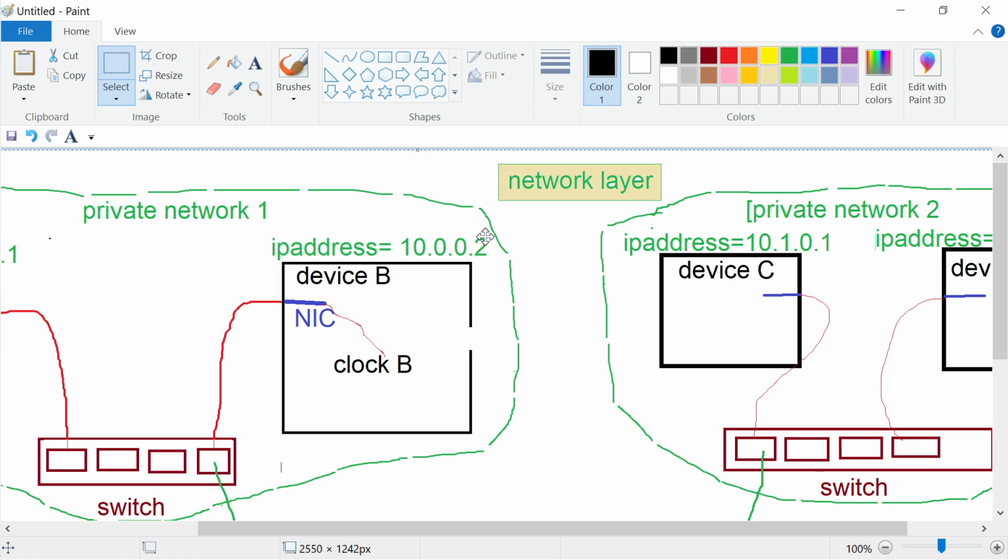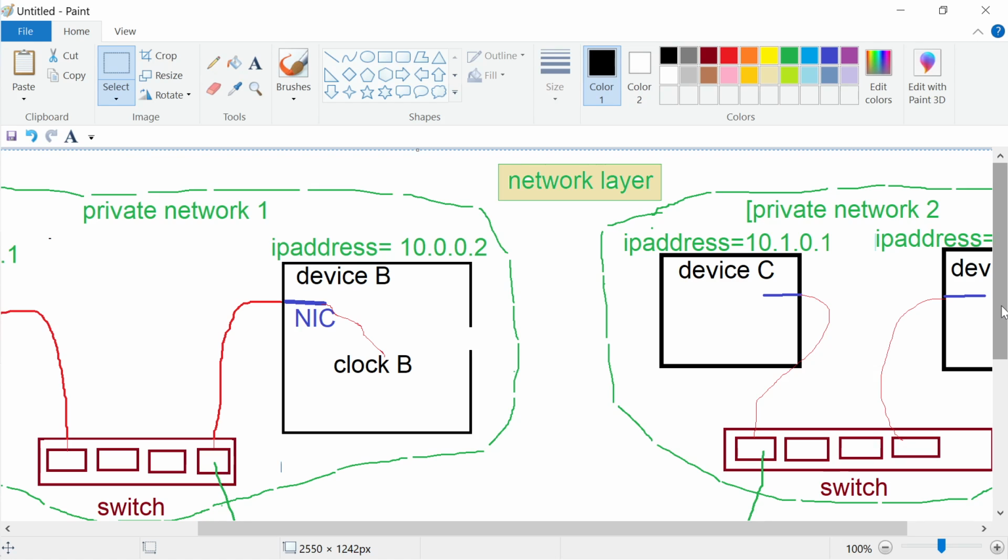10.0.0.2. So each number is like 8 bits, 16 bits in total for two numbers. 8 bits means the maximum value that 8 bits can represent is 255. So the maximum value this can be is 255.255.255.255. That is the IPv4 address.